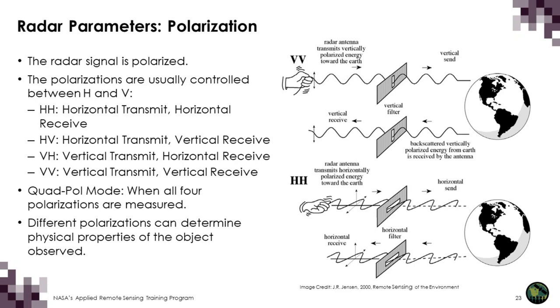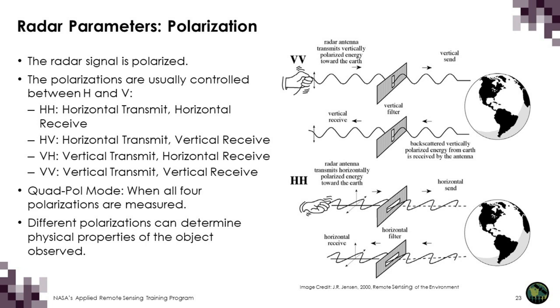Polarization refers to the plane of propagation of the electric field of the signal. This can be in the horizontal plane or in the vertical plane. Irrespective of wavelength, radar signals can be transmitted and or received in different modes of polarization. There are 4 combinations of transmit and receive polarizations. Those are HH, horizontally transmitted, horizontally received; VV, vertically transmitted, vertically received; or HV and VH.